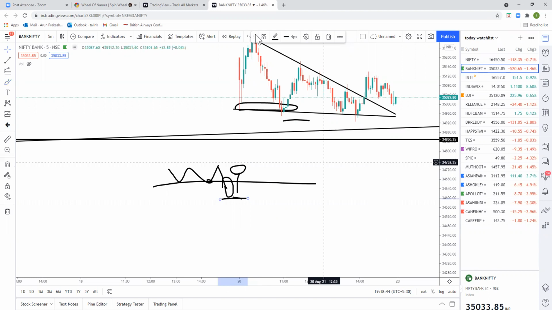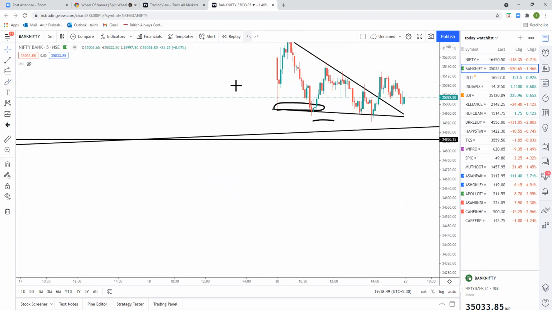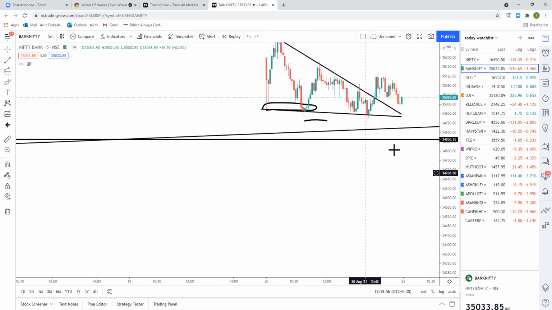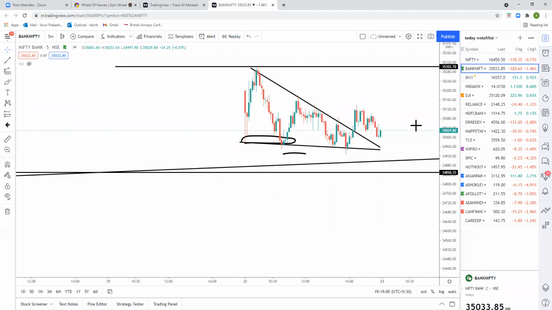Bro, another doubt. In Dow theory, there is a retracement, no? Is there any rule for a percentage of retracement? No, bro, there is nothing like that. Okay.